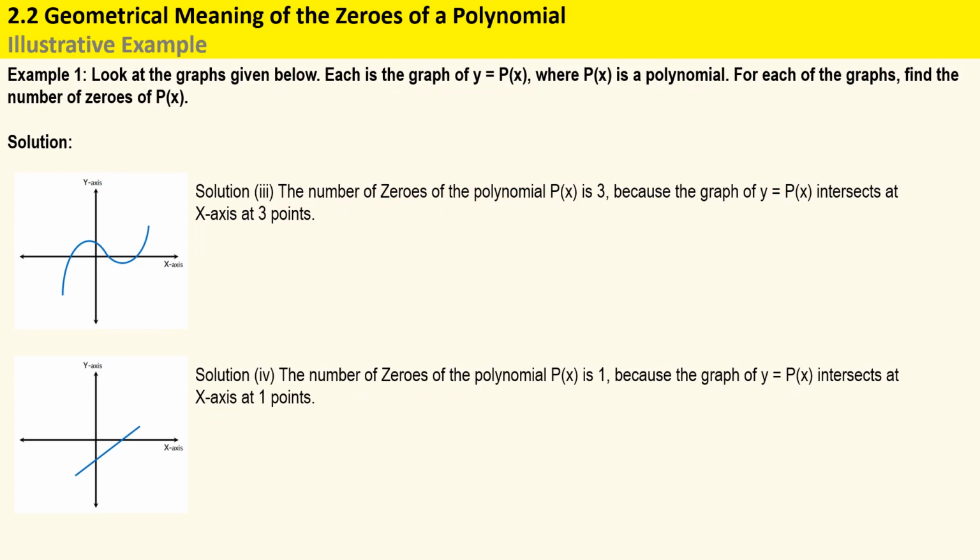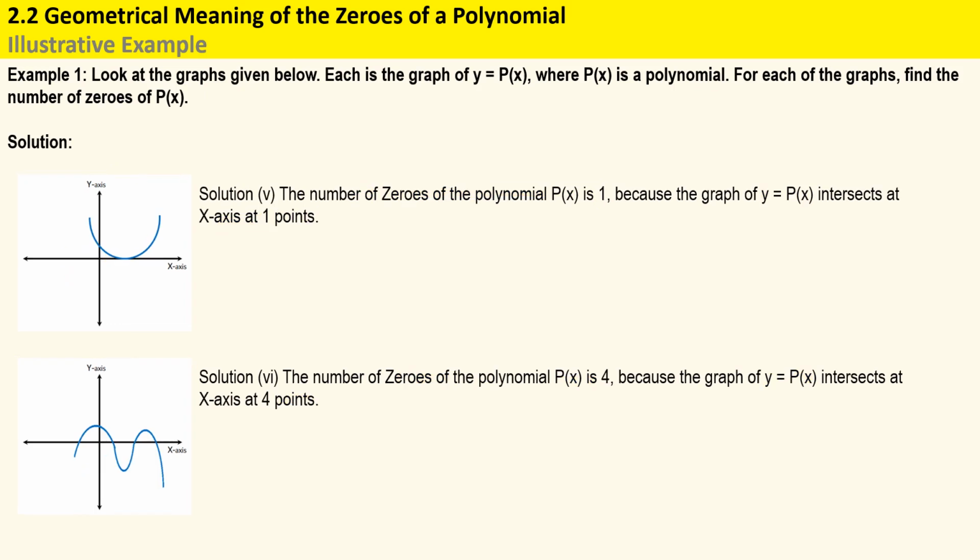The third graph given to us in this example is this graph, and we say that the number of zeros of the polynomial p(x) in this case is 3, because the graph of y equals p(x) intersects the x-axis at 3 points. And what are those 3 points? This is point number 1, this is point number 2, and this is point number 3. The fourth part of this example gives us this graph, and we say that the number of zeros of the polynomial p(x) in this case is 1, because the graph of y equals p(x) intersects the x-axis at 1 point, and this point of intersection is here.